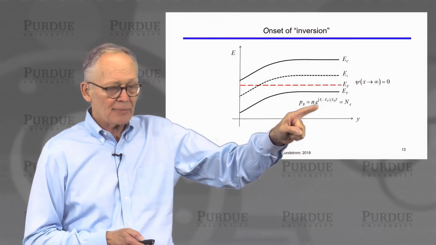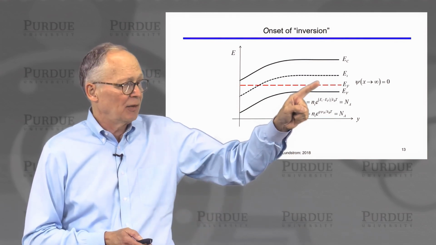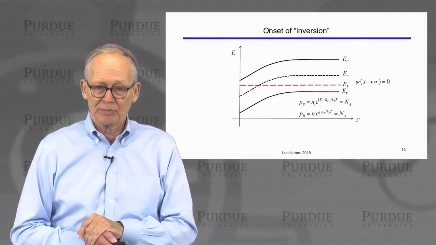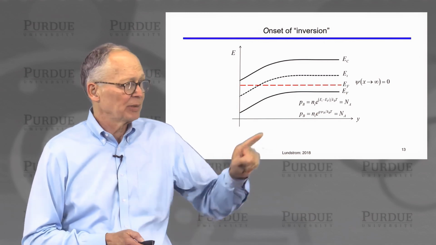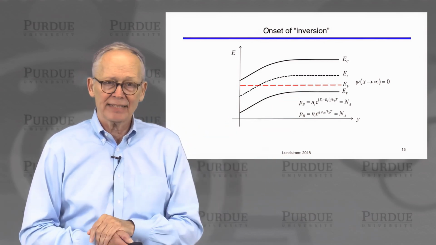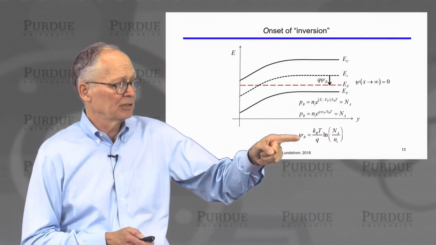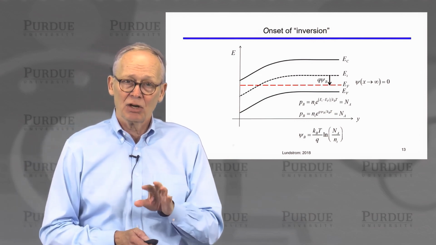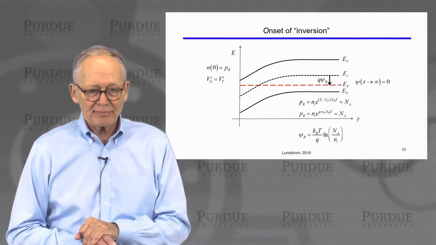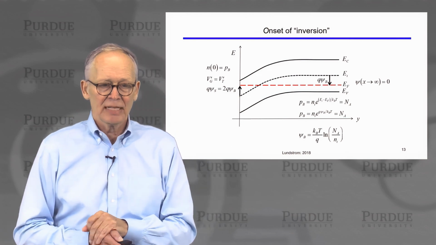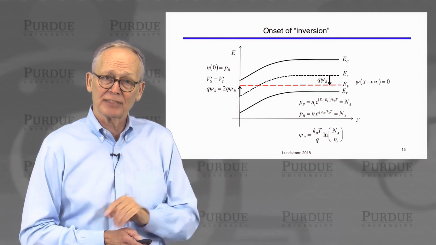So basically, in the bulk, the hole concentration is related to how far below the intrinsic level the Fermi level is in the bulk. That's a quantity that we call psi sub b. When we express that energy difference, E_i minus E_F, in units of potential, we call that psi b. And it's easy to solve these equations and find that psi b is kT over q log N_a over n_i. Now, at the surface, when the number of electrons at the surface is equal to the number of holes in the bulk, we say the surface has been inverted.